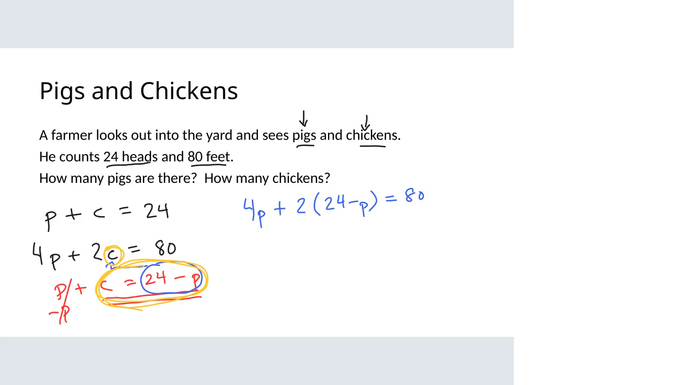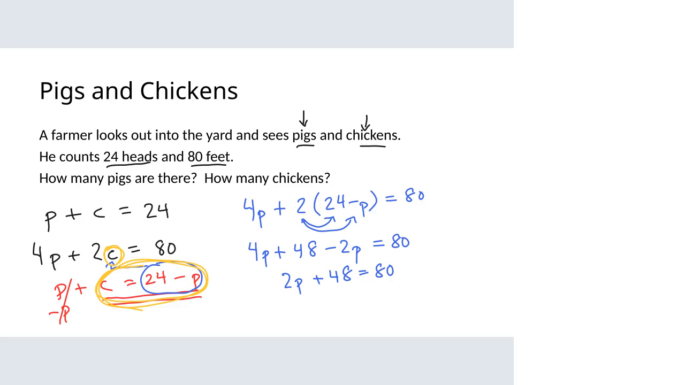The way we're going to do that is first, we're going to use the distributive property to multiply through those parentheses. And we'll have 4p plus 2 times 24. Let's see, 2 times negative p, and that's going to equal 80. I have like terms here. I can combine this 4p and this negative 2p over here. So 2p plus 48 is equal to 80.